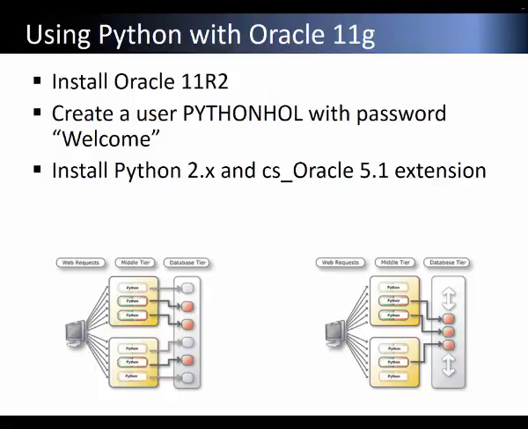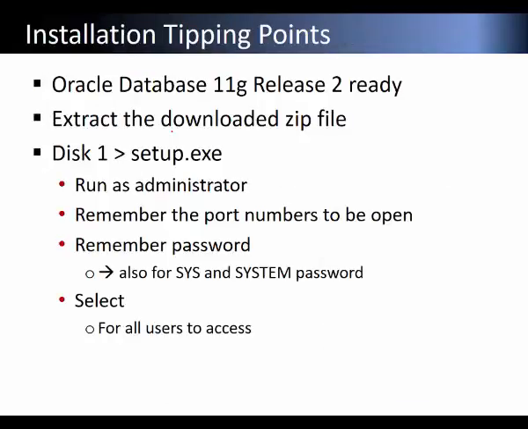We need to install 11g release 2. This is for Python installation. We're not going to do this today. Okay, installation tipping points. You need to have 11g release 2 ready and extract the zip file when you download it. And then there is a disk 1, so we need to click the setup.exe file. You had better run it as administrator.